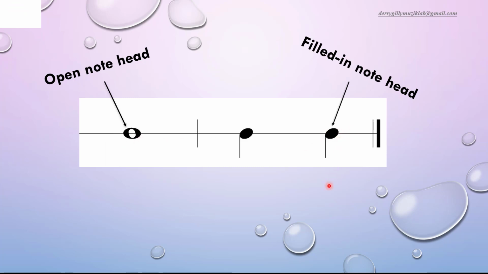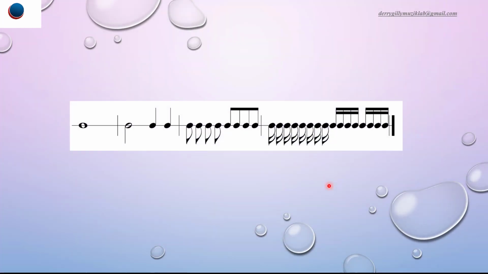So in normal context, we can have an open note head and then a filled in note head. Now let's quickly go into some of the other components that we can have in a note. We can have a note head, that's the first component of a note, which is the oval shape. Then we can have the stem, that is the line connecting to the oval shape or the shaded parts.